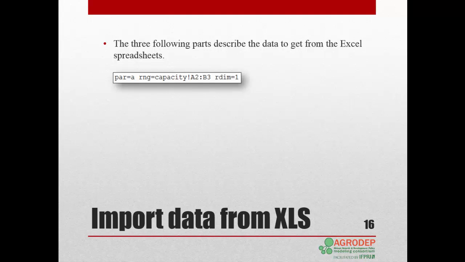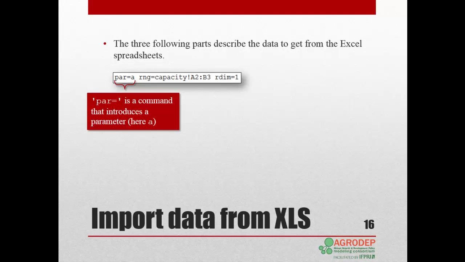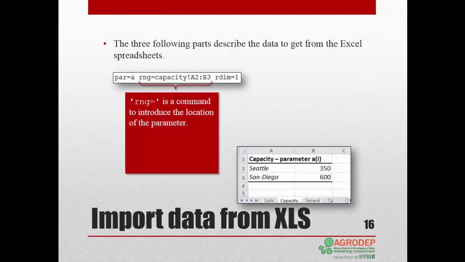In the next 3 blocks, arguments describe the data and its location in the Excel spreadsheets. Par= identifies the parameter to import. In this case, it is name A. RNG identifies the range in the spreadsheet where the data is located.